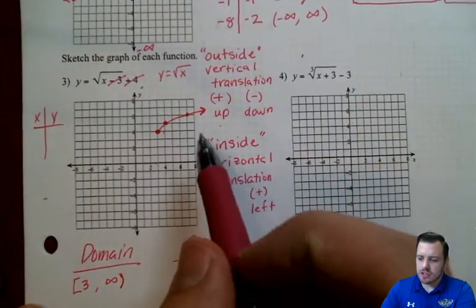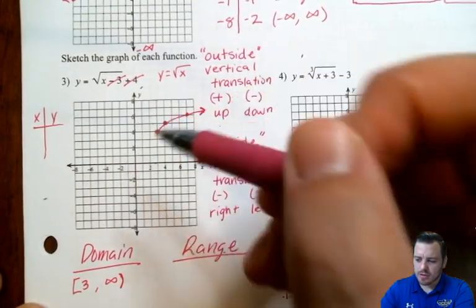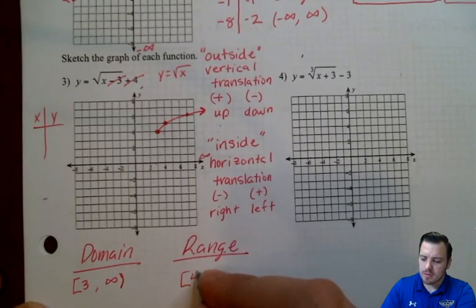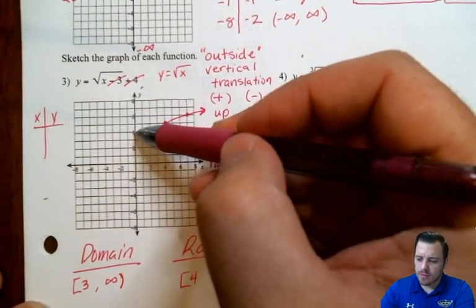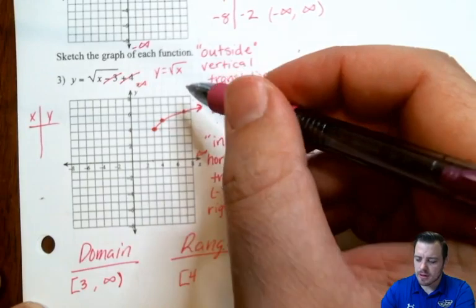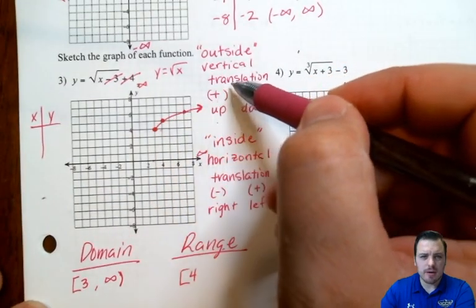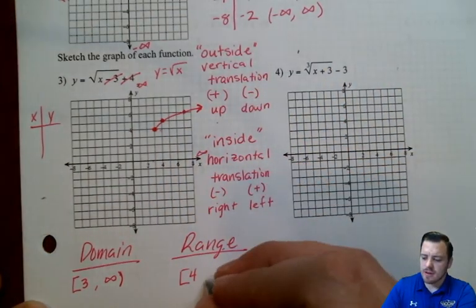And then range would be from here, which is 4, and 4 is part of it, so we put a bracket, and it goes from 4 all the way to infinity up here. So this line is just going to keep going up, up, up, all the way to infinity on the y-axis.